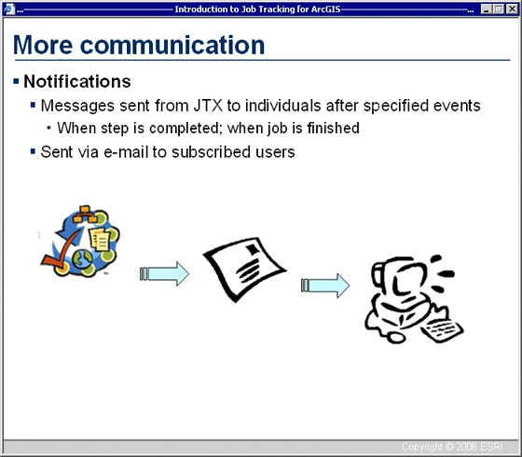Another form of communication available in JTX is called notifications. With notifications, JTX is enabled to send messages via email after specified events. So as the manager, I might want to receive an email after the QC has been performed on the update, which indicates that all the work is complete for that job. Or you can set up JTX so that when you create new jobs and assign them out to specific people, those users receive an email telling them about the new job.